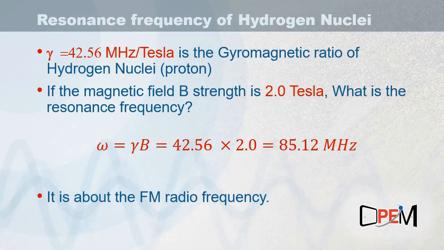Here's an example of how we calculate the resonant frequency of hydrogen nuclei inside the magnetic field. If the magnetic field is 2.0 Tesla, what's the resonant frequency? Well, we apply the equation and take 42.56 megahertz per Tesla, which is the gyromagnetic ratio, multiplied by the strength of the field of 2.0, and we get 85.12 megahertz, and this is about the FM radio frequency.